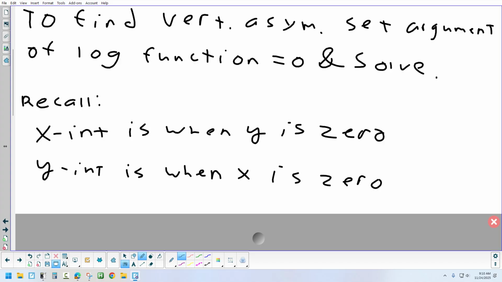So just a reminder of how you find your intercepts. To find the x-intercept, that's when you plug in 0 for y. To find the y-intercept, that's when you plug in 0 for x. Now, it seems like it's backwards, but that's how it works.